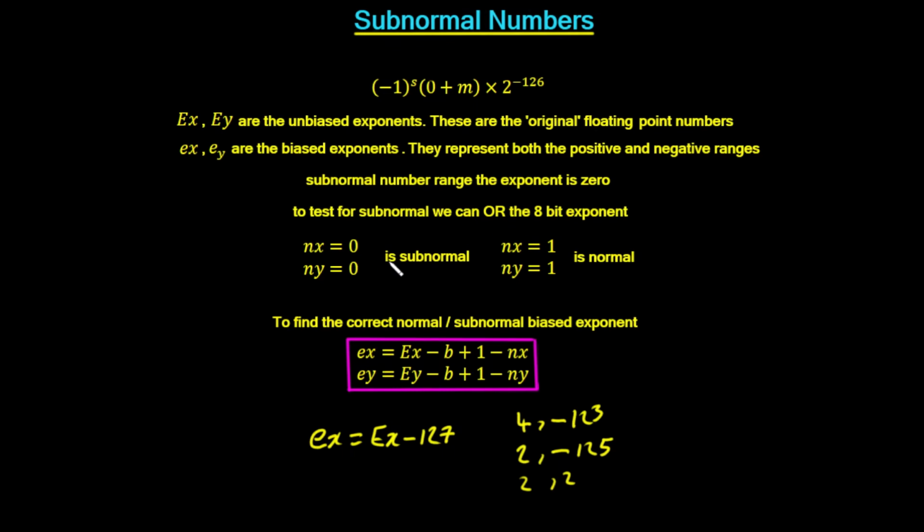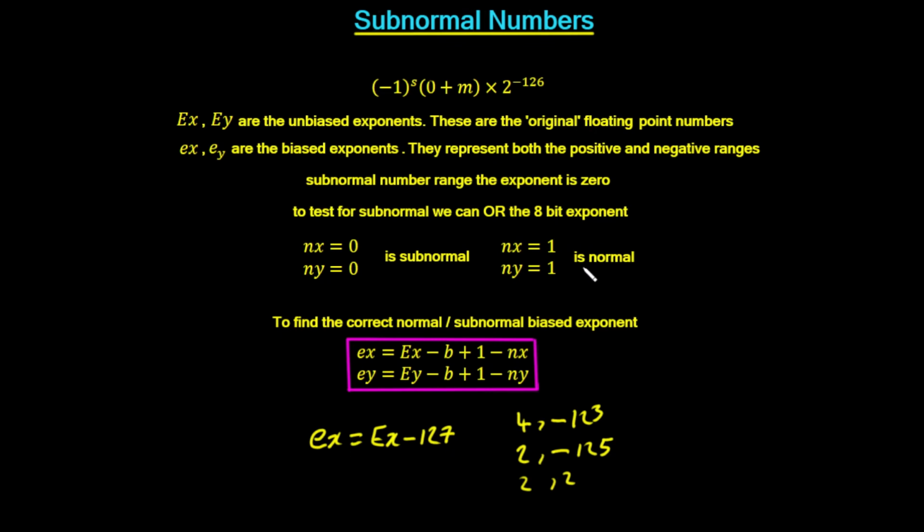So we can use these terms here, nx and ny, and we can read these as "is normal", or equally, we could say "is subnormal". So these here will tell us whether the number is actually normal or subnormal. If the value for nx or ny is 0, then it's a subnormal number. If the value for nx or ny is a 1, then the number is normal.